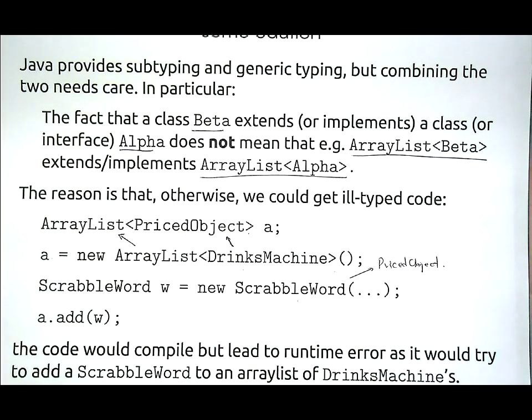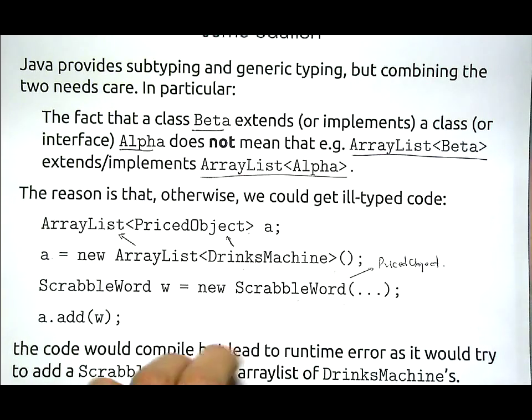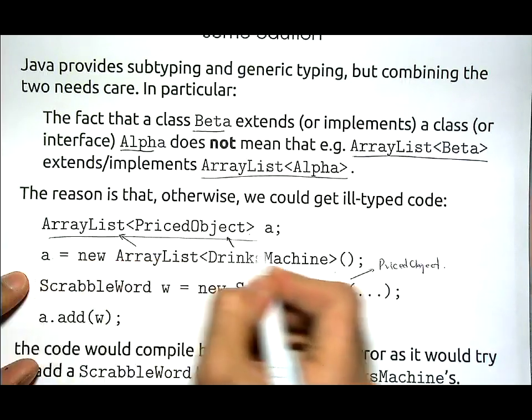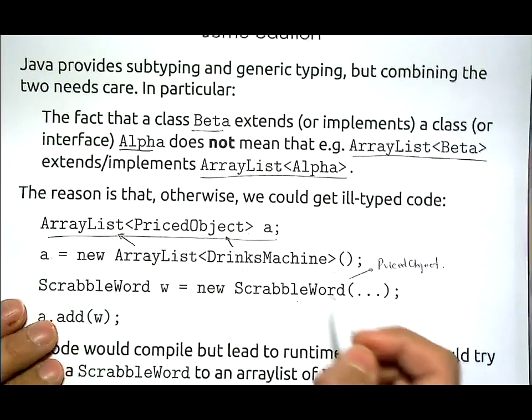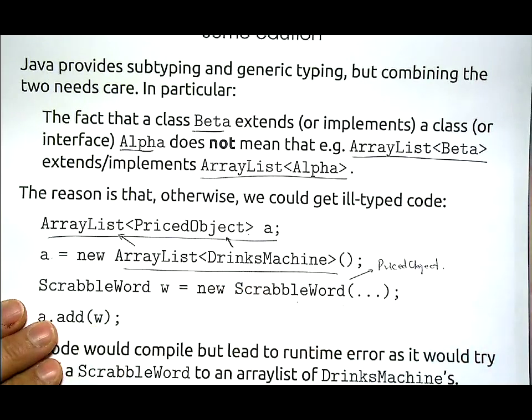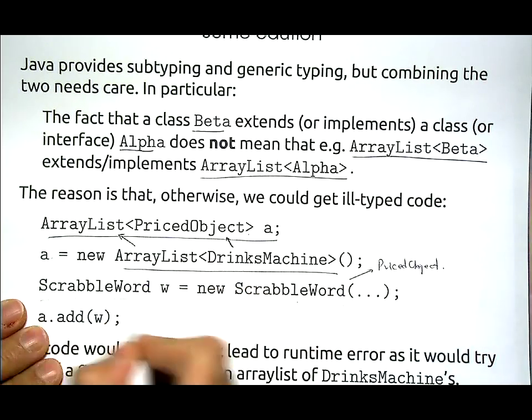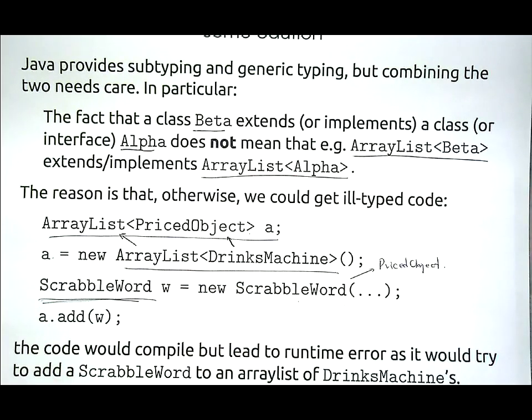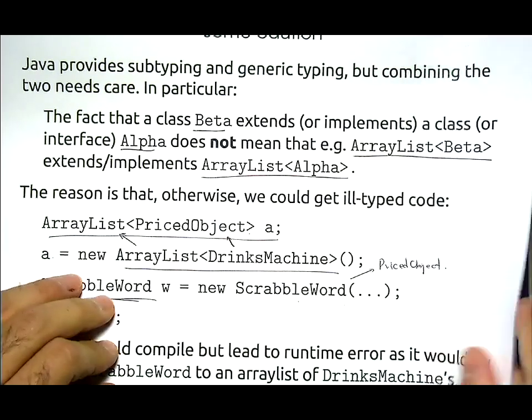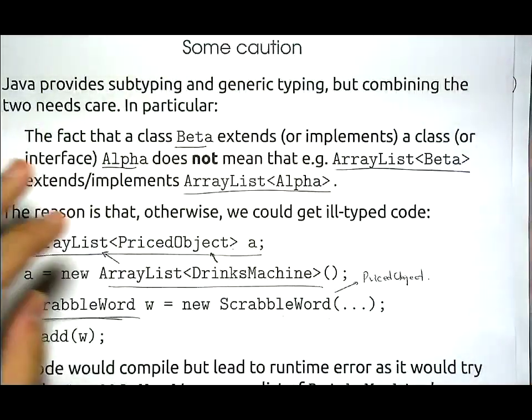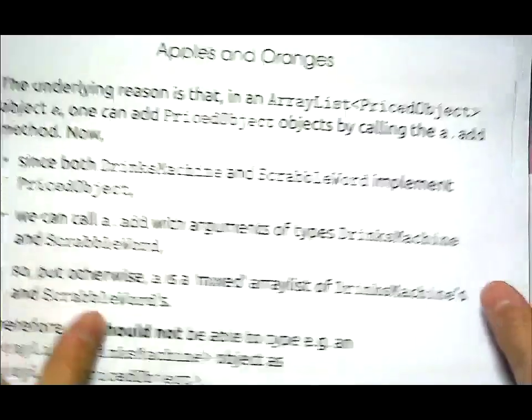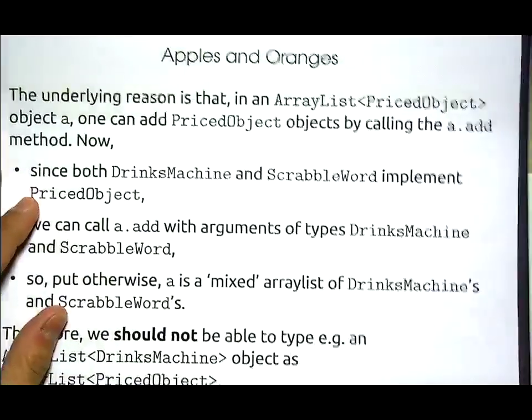So if the compiler would allow us to compile this code, we would run it, and then it would break because you have an array list of this. You have this A, which has actual type this one, and then you start adding to it Scrabble words, which are of a different type. So in a sense, we're mixing apples and oranges.